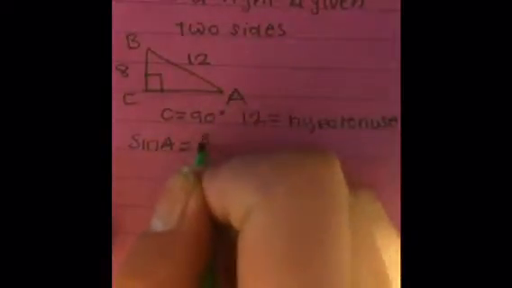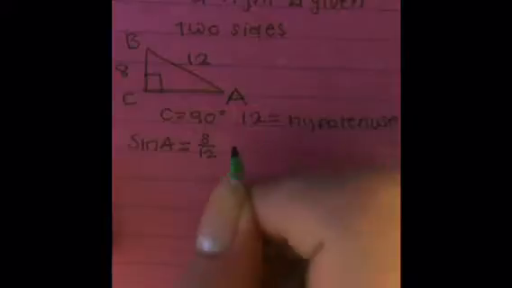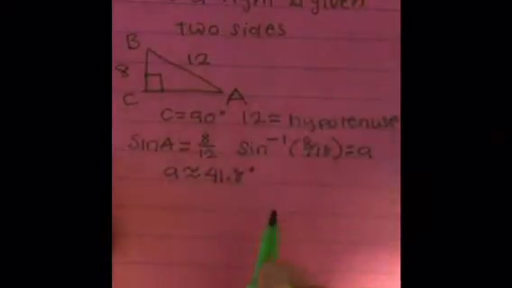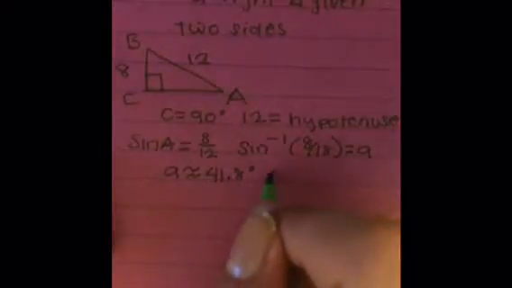So the next step is finding sine A, which is 8 over 12, or opposite over hypotenuse. And then you find the inverse of sine, or sine negative 1, of 8 over 12. It should be written as 8 over 12, but reads 8 over 18. So angle A is 41.8 degrees. And then angle B is 90 minus 41.8 degrees, or 48.2 degrees.